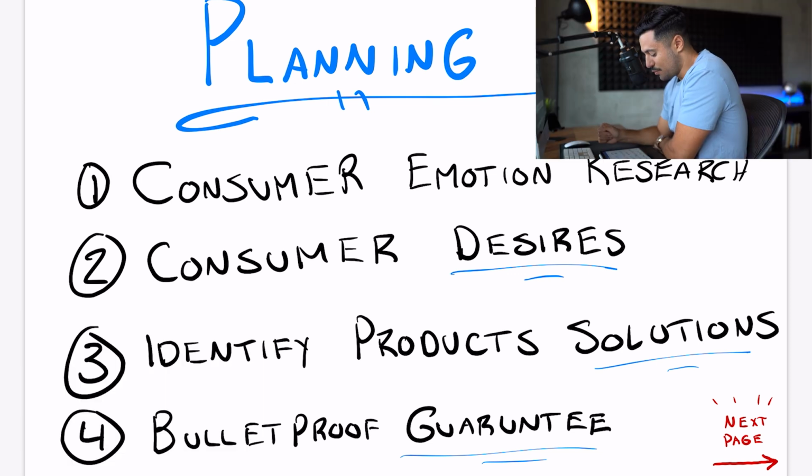Now, on to number 3, you want to be able to identify product solutions. So kind of tying into what I just said, if you can identify the desires and the needs of your consumer, then you can meet them halfway with the solutions that your products provide, okay?